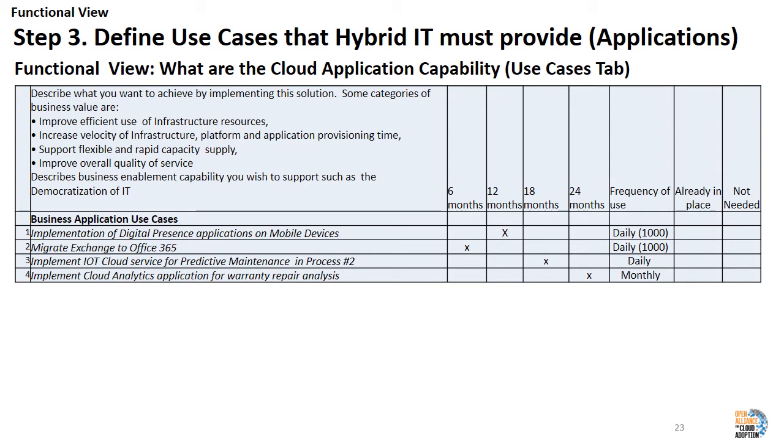Here is an example of the application use cases that are needed to support a new business capability. I draw your attention to application use case number 3. It does not just say implement IoT cloud services. It specifically focuses on the ability to implement predictive maintenance in process number 2.